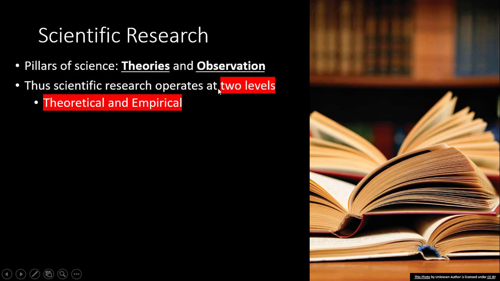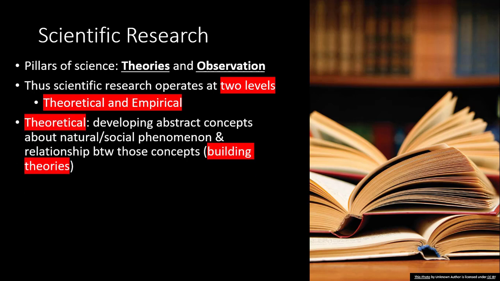The two pillars of scientific research: the theories and the observation. And these two gave rise to the two levels of operation of scientific research, the theoretical and the empirical level of operation. For the theoretical level, we are referring to the ways by which we build theories.